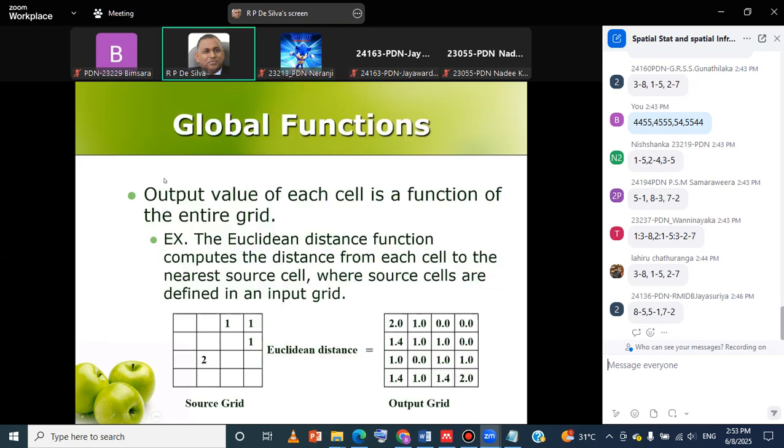Right. Now we go to the last one. We looked at local function, focal function, zonal function. Now we go to global function. See the difference. Output value of each cell is a function of the entire grid.